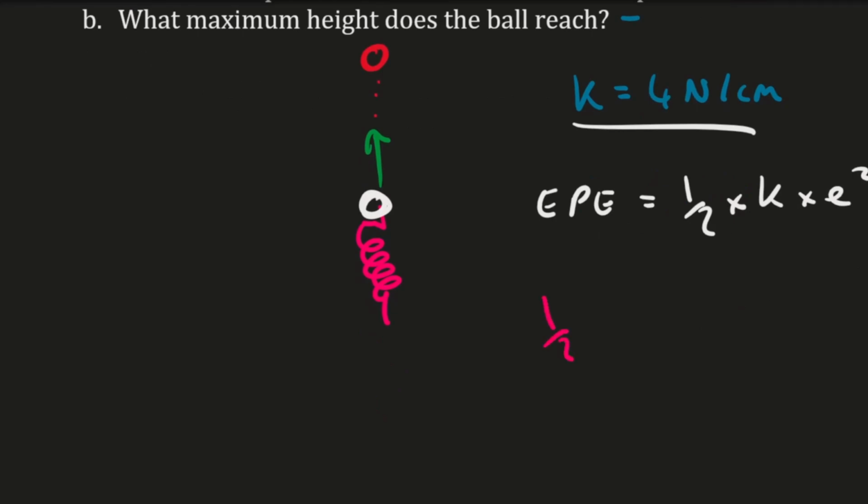So we can calculate this now as half multiplied by k, which is 4, multiplied by 2 squared, or the minus 2 squared. It won't make a difference. Okay, so you can use that to work out your elastic potential energy in the spring in the first place. So you should get a total of 8 joules of elastic potential energy.